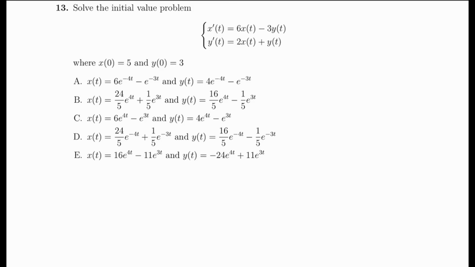Number 13 is a system of differential equations with initial values. Here it's written in the form x prime equals Ax. So we need to go ahead and first find our matrix for A. We'll just pull the coefficients off of these equations, so we'll get 6, negative 3, 2, and 1. We need to go ahead now and find the eigenvalues of this matrix. So we'll set up the determinant of the matrix, subtracting lambda from the main diagonal.